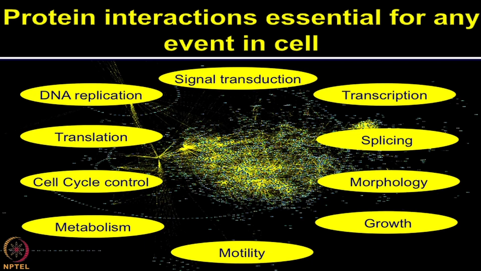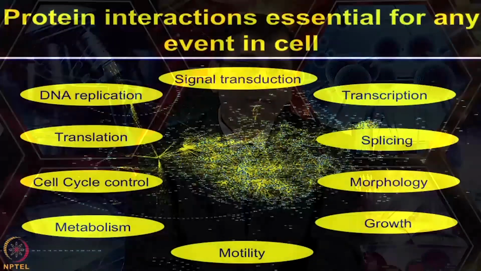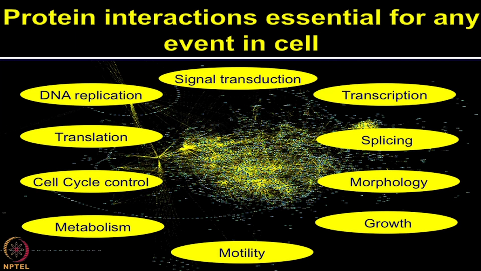So, protein interactions are very essential for any cellular mechanism, whether we discuss signal transduction, DNA replication, translation, cell cycle control, how the metabolic processes are governed, the motility, how the growth and morphology are altered, splicing, transportation, etc. I am sure if you think about your biological questions of interest, you will be able to add many more examples here of how protein interactions are essential for the activity of the cell. So, what is the significance of studying protein interactions?